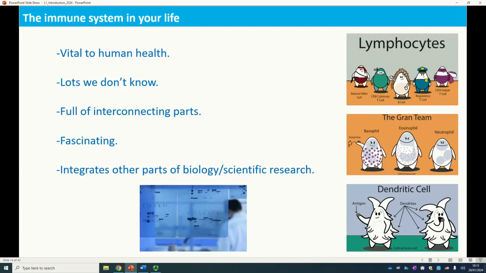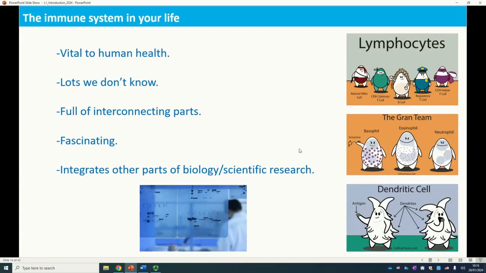It's quite complex, but it really is fascinating, and I hope at the end of this module you get an appreciation and a fascination for it too. Because personally, I think it's one of the most interesting aspects of the life sciences. But then, I might be biased. It also integrates with other parts of biology, so there's probably not a physical or mental illness that doesn't have some aspect of the immune system going on within it.